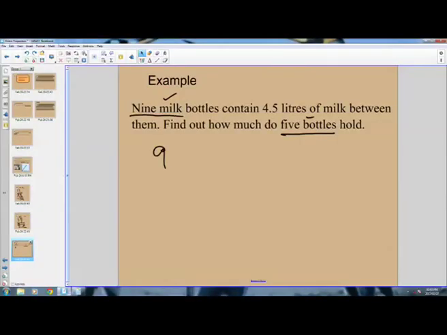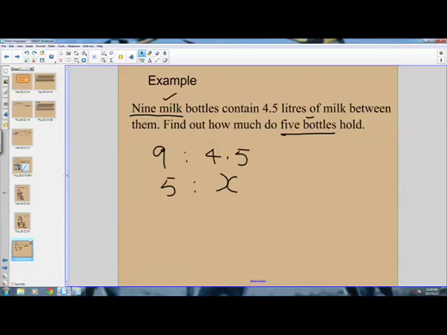9 is to 4.5. And then what about the 5 bottles? 5 will be to x. So this is what we are having. The 9 bottles contain 4.5, and then what about 5 contains x? So we have to find the value of x. How do we find the value of x?